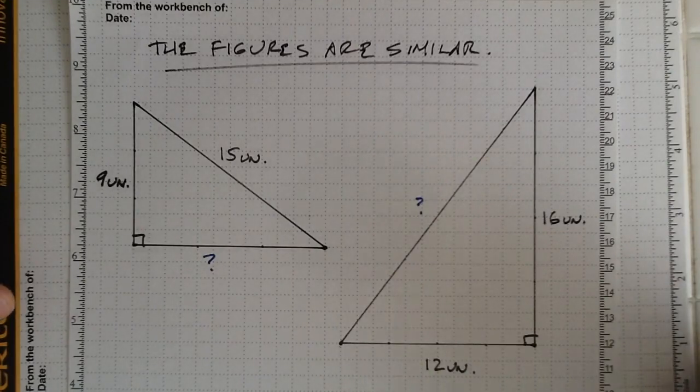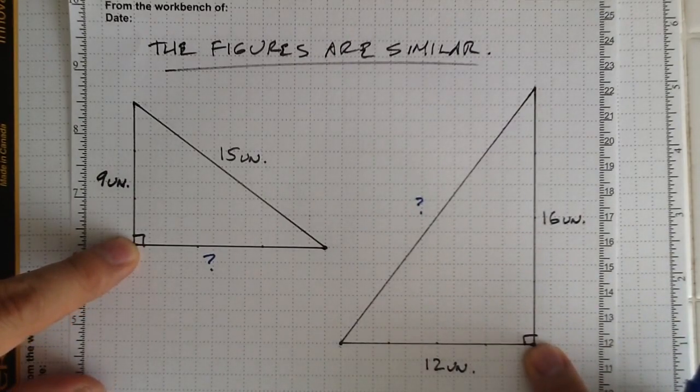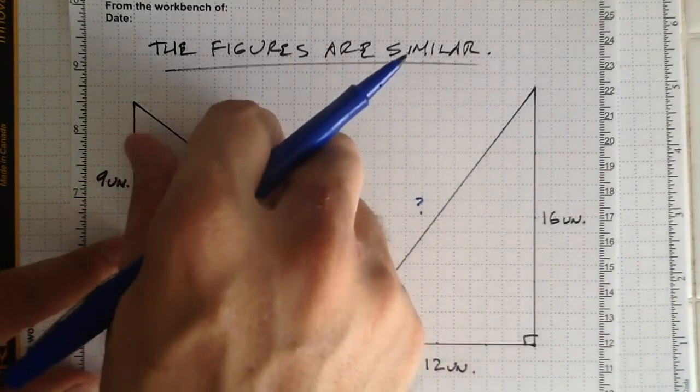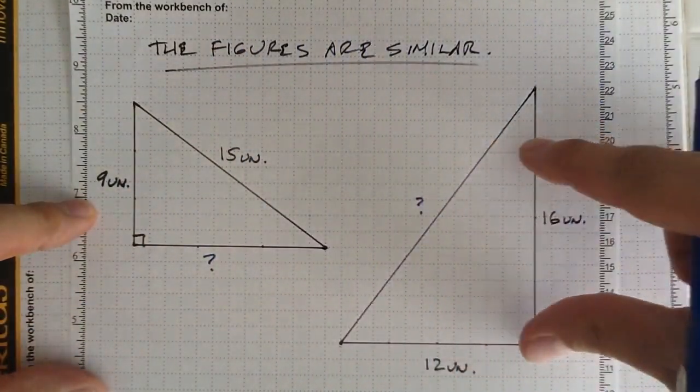So first thing we want to do is take a look and figure out, well, if they're similar triangles, then they have corresponding sides. And so what are those corresponding or matching sides? Well, here I've got a right angle. And as I can see, they're not in the same place because I think what's happened here is this triangle's been turned. So they took it and rotated it 90 degrees counterclockwise.